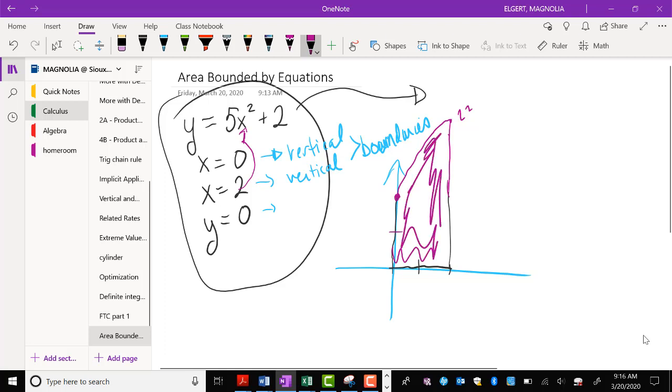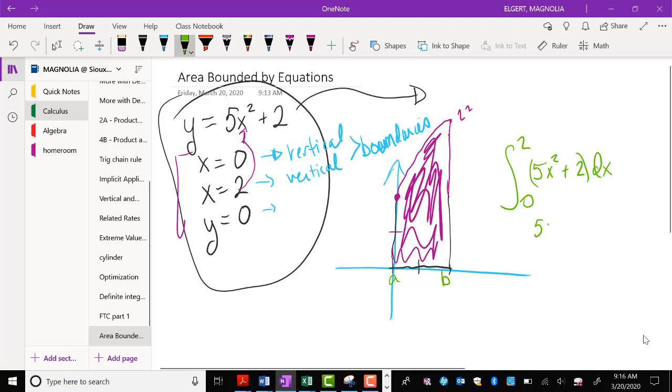So how are you going to find that area? So first we graph using these. Remember, these are horizontal, these are vertical lines. This is horizontal, so horizontal and vertical, and this is your curve. So then you think, what would my integration actually look like? I'm going from my A, which is here, and my B, I'm going from 0 to 2 of 5x squared plus 2 dx. So you can write that integral. And then you can evaluate it.